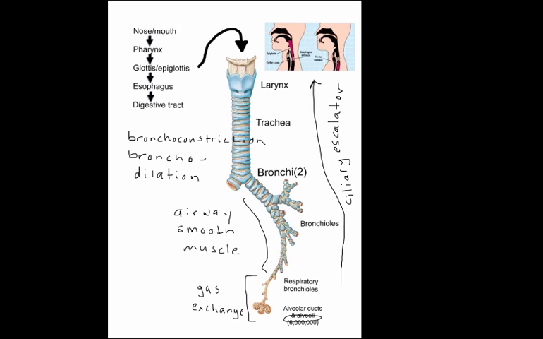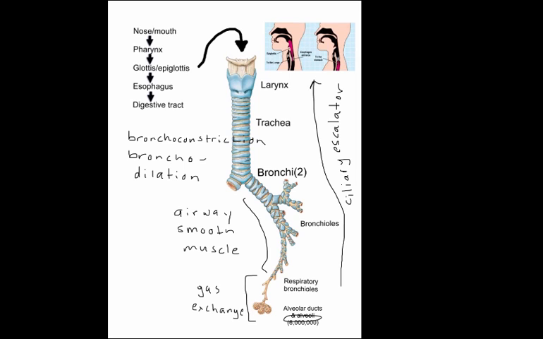And one thing to note, if you're a smoker, smoking paralyzes your ciliary escalator and makes it harder to sweep this stuff out, so you're more prone to respiratory infections and have to cough a lot to get that junk out of your lungs. If you stop smoking, then your cilia start working again.